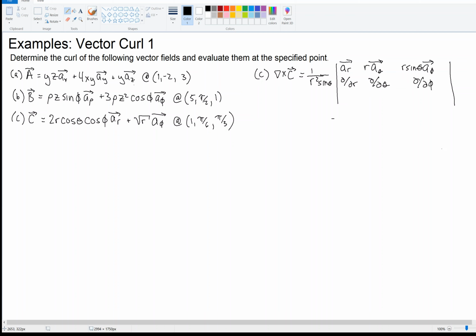dt phi. Okay, then in the next row, the final row, I put the r component here. So this is 2r cosine theta cosine phi. I'll just write it like that, but that's multiplying. And then here I've got the theta component. So I look at my vector field C and I don't have a theta component, so that's going to be 0.